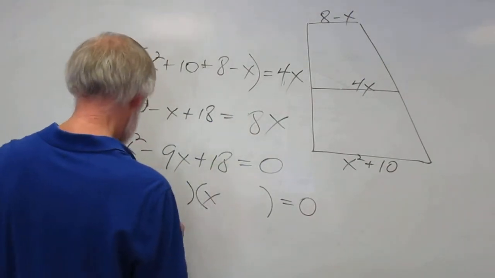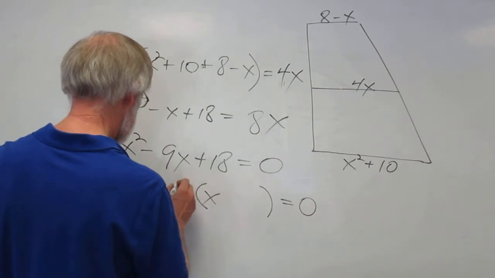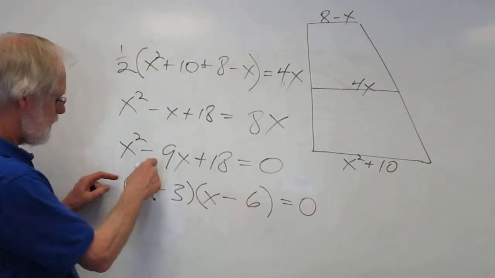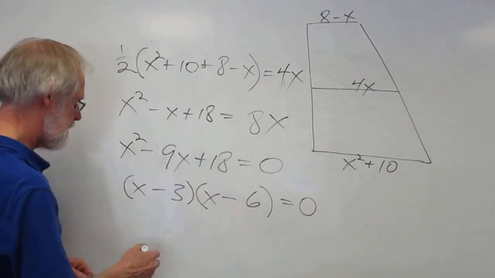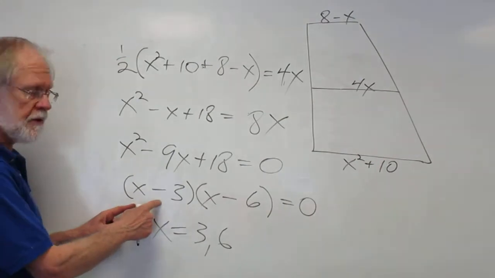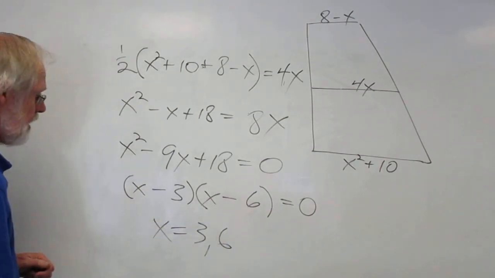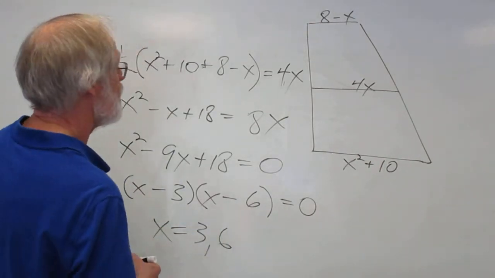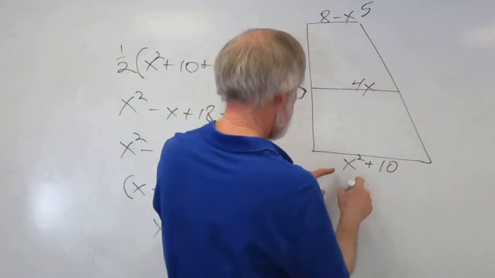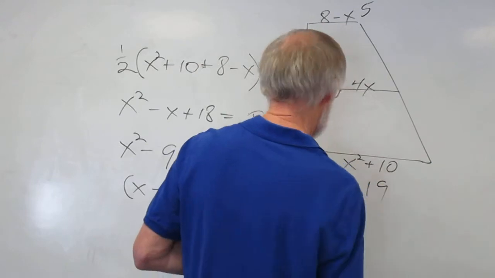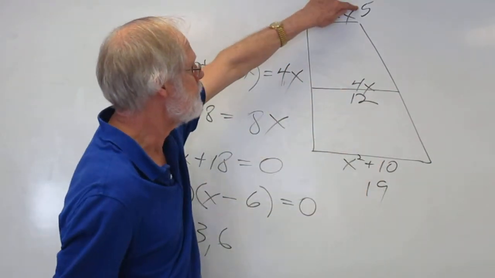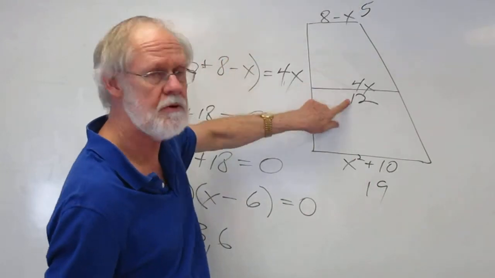All right, so this becomes minus 3 and minus 6. And so that would give us our minus 9 in the middle, plus 18 here. X equals 3 or 6 to make this go to 0 or this go to 0. And let's see here if that works. With 3, 8 minus 3 is 5. 3 squared is 9 plus 10 is 19. 3 times 4 is 12. 19 plus 5 is 24, divided by 2 is 12.